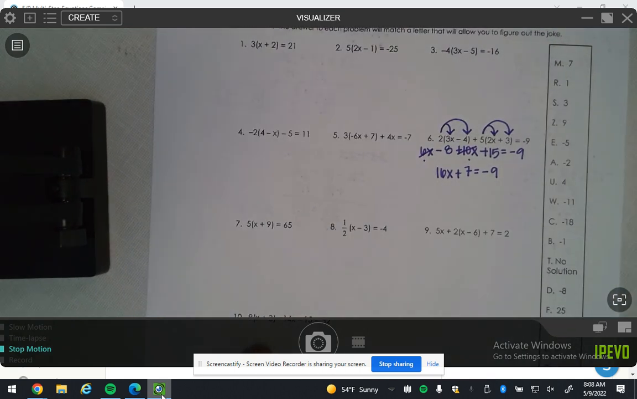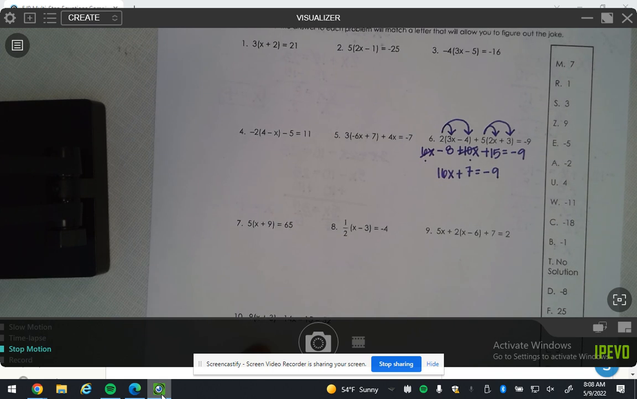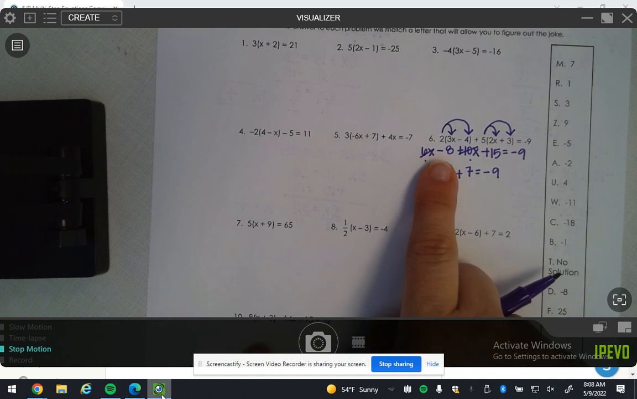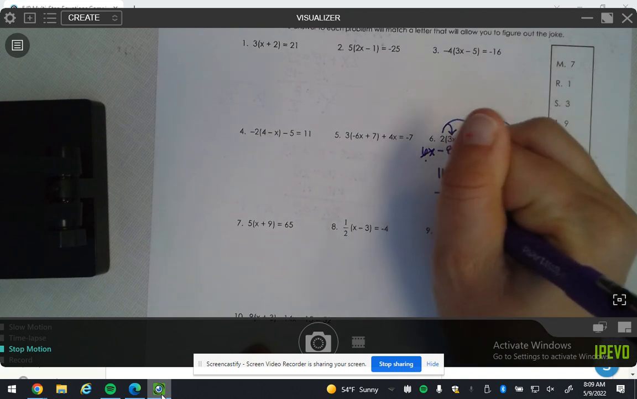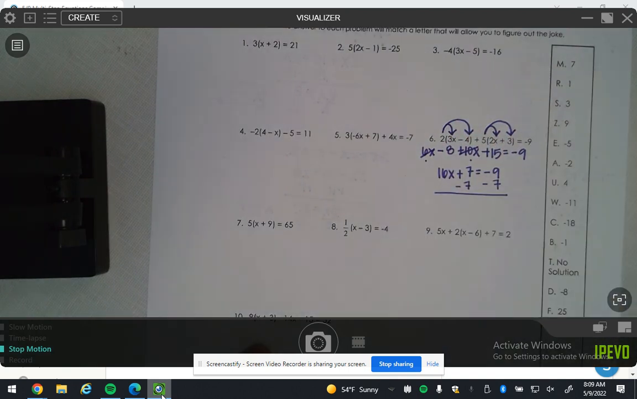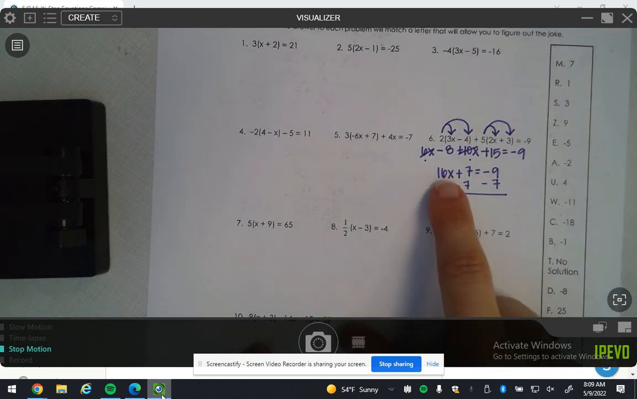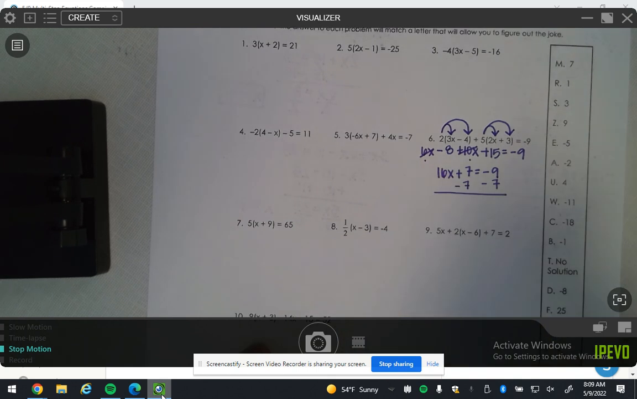Are there any more like terms? So what am I going to do? I'm just going to start solving it. What should I put my finger over? Put my finger over the x. What's on the same side? 7. Is that 7 positive or negative? Positive. So how do I move it? Subtract 7 from both sides. What happens with the 16x? Comes down.